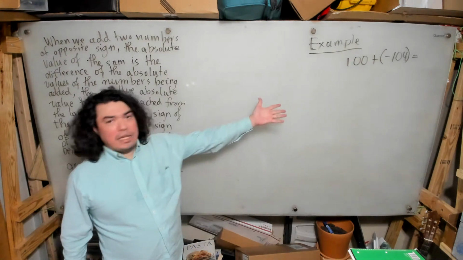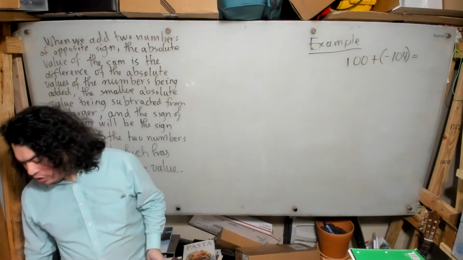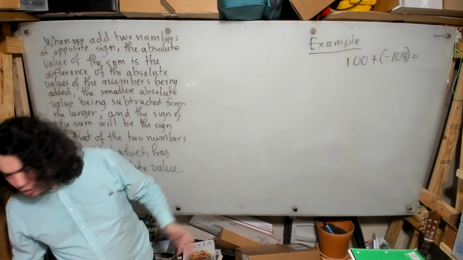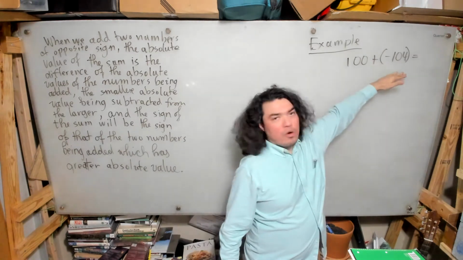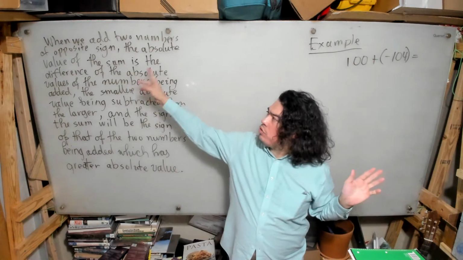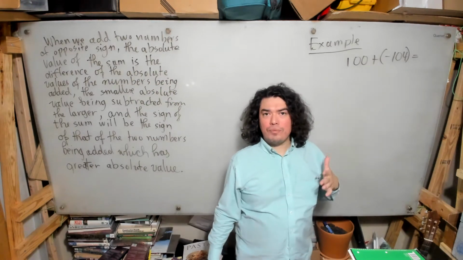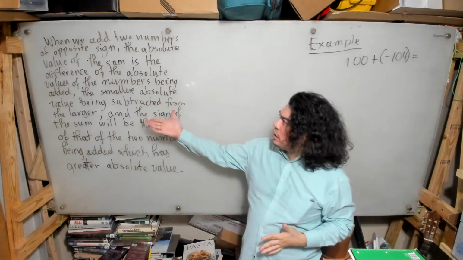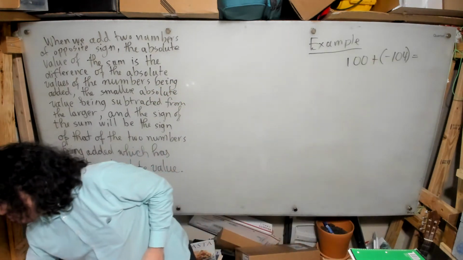So let's apply that to this relatively straightforward example, and let's look at it carefully, okay? So the example is going to be, what is 100 plus negative 104? First of all, is this the rule to apply? Yes. When we add two numbers of opposite sign, these are of opposite sign. So we're going to apply this rule. The first thing the rule tells us is what the absolute value of the sum is, right? So let's find that out.